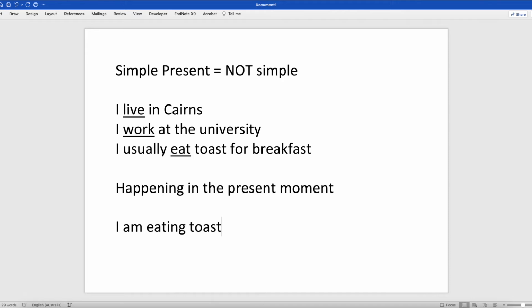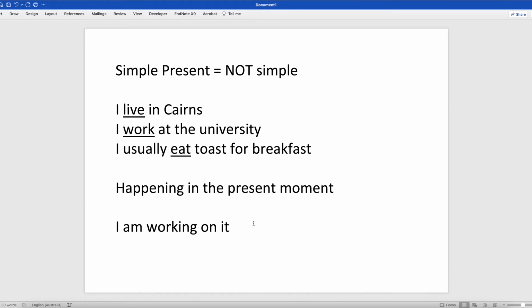And the same thing with work. If someone were to say, I'm working on it, so that's not the same thing as I have a job at the university, which I go to every day. What it means is I am doing the work at the present moment. And so there's another misleading label, the present continuous.